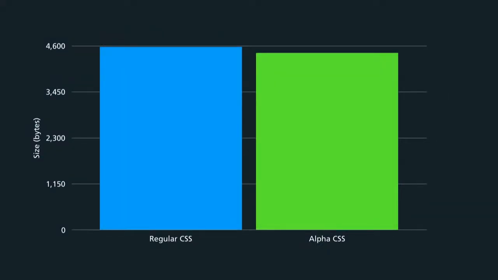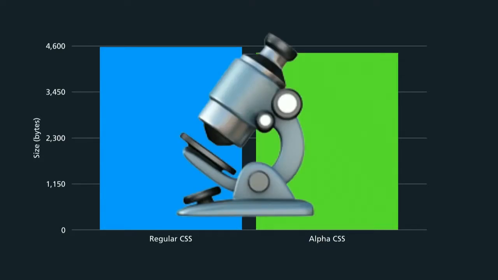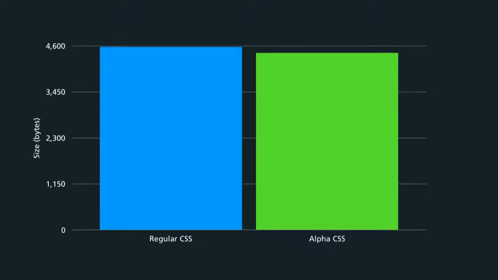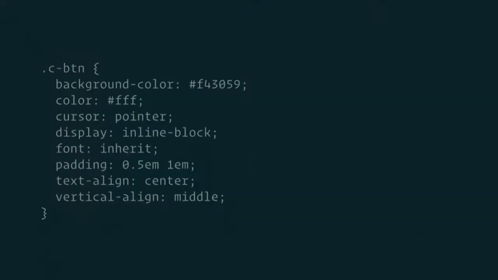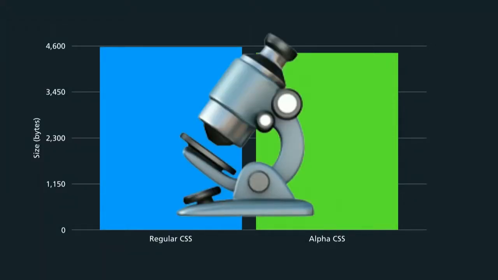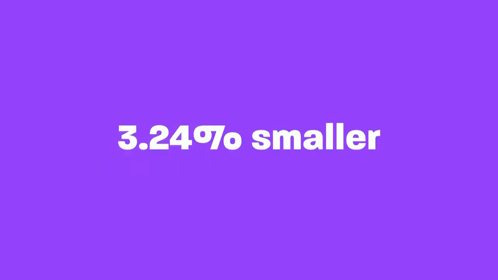If I bust out my microscope, I'm going to find out that it's about 3% smaller. It's a saving of about 3.25%. But, however, I was thinking about this, we mentioned it in the workshop yesterday.